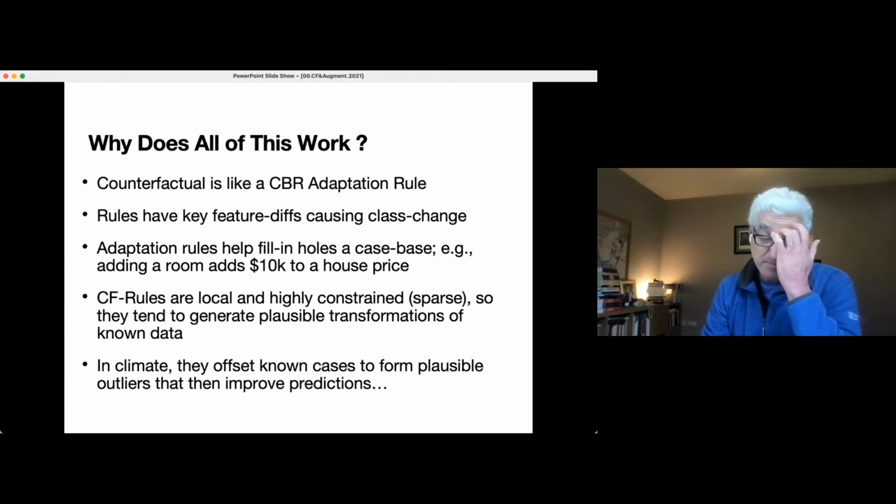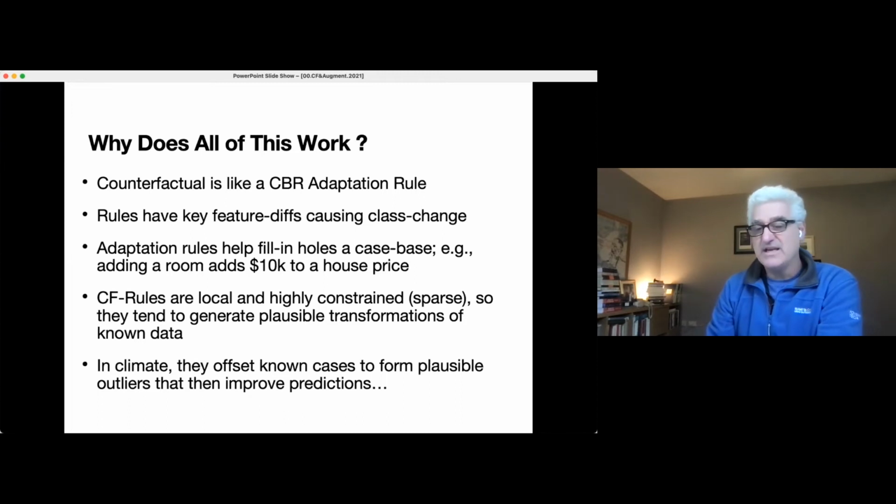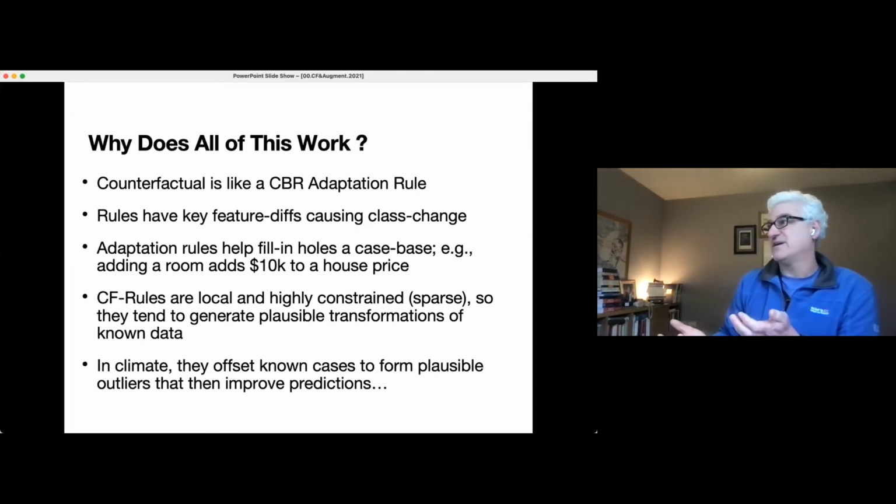If you go back to case-based reasoning, in case-based reasoning, they have this notion of an adaptation rule. So even though case-based reasoning generally works off cases, there were also in a number of systems high-level abstract rules. So if you were doing, say, house price estimation, there might be an adaptation rule in your system that would say something like, look, if you add a room to any house, it adds 10K to the price of the house. And those rules were often used to modify particular predictions being made.